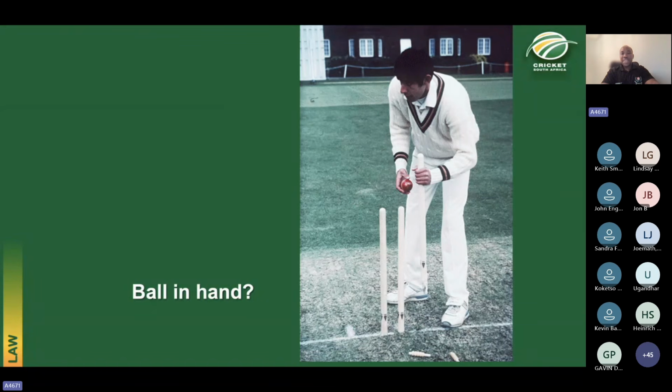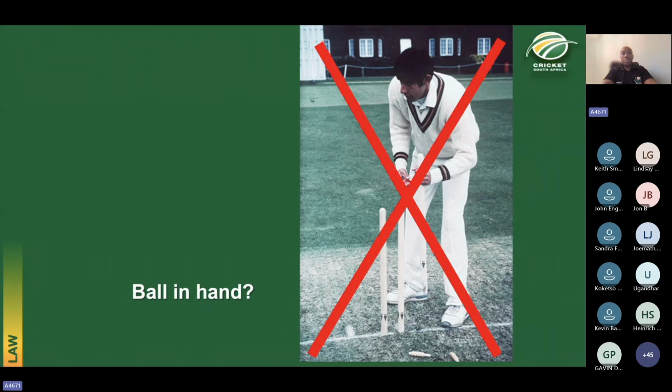Would this be a fair way of putting the wicket down? No, it's not. You'll see here that in this scenario, this fielder has uprooted the stump without the ball making contact with the stump. The ball has to be in contact with the stump when it is removed from the ground. So no, this is an incorrect method of putting the wicket down.